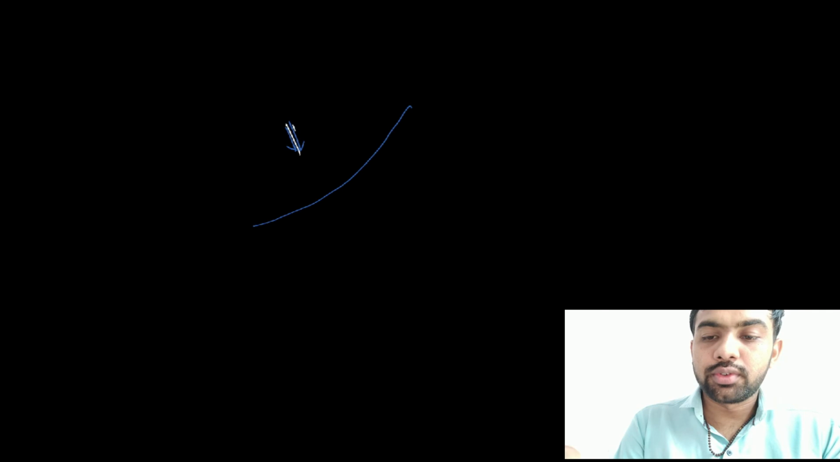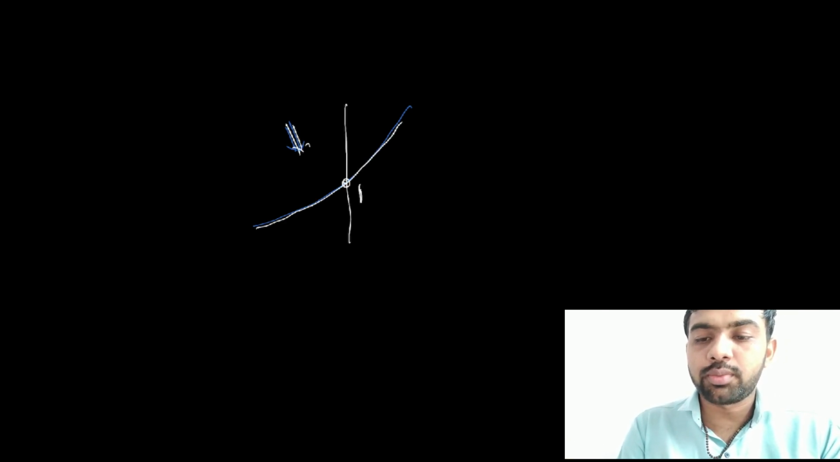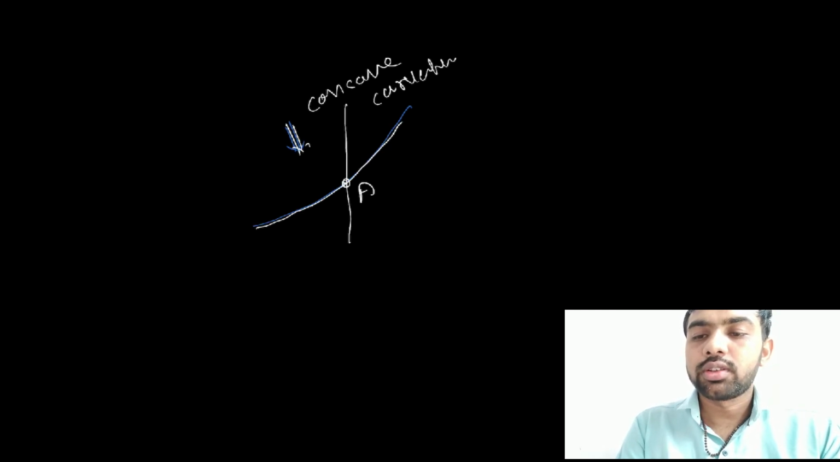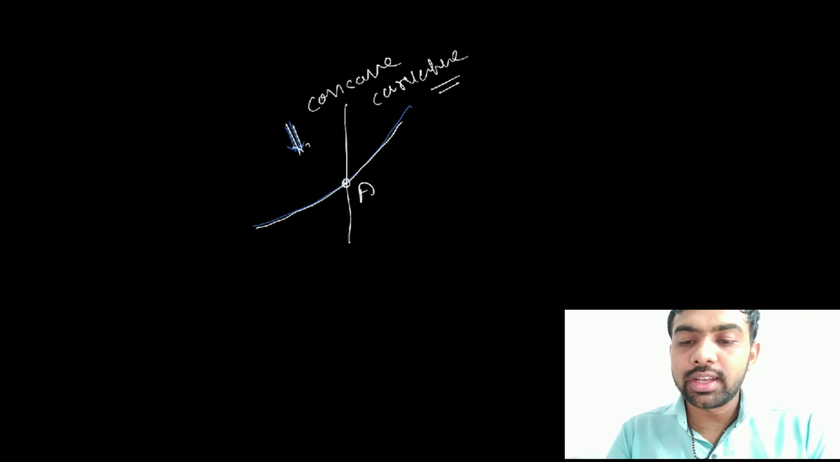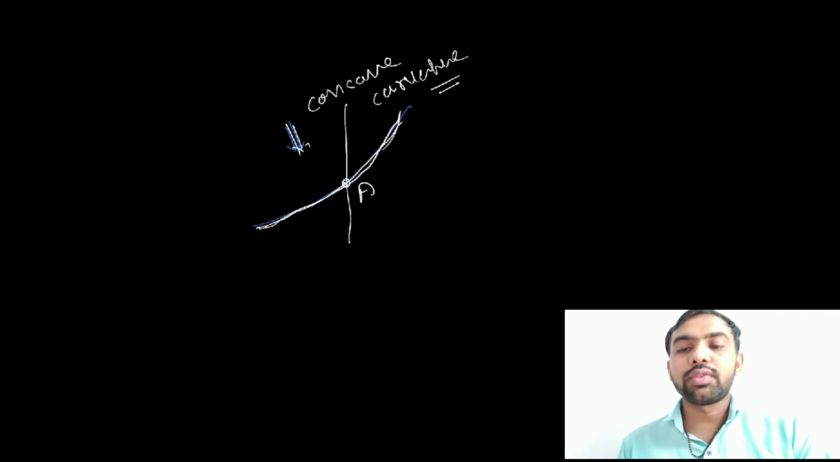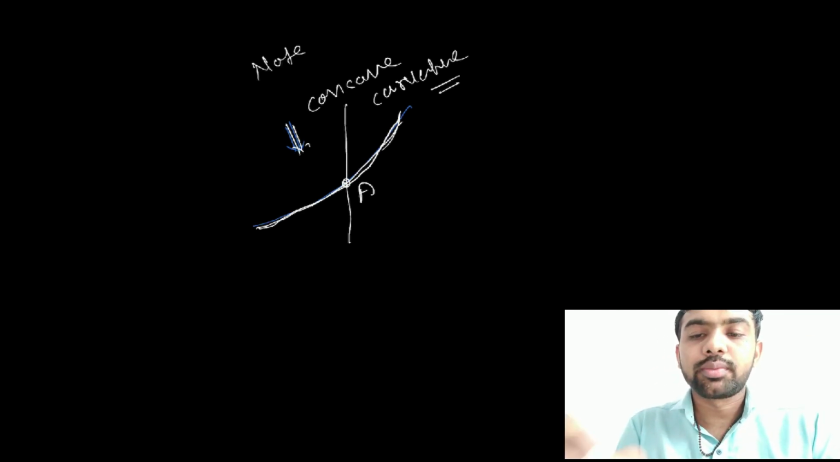So if you see from the top, actually this figure is like this. This is the point here. So that is a concave curvature. Concave curvature means what? That is a positive acceleration. Actual figure is like this, and this is the point A. So if you see from the top, you just note it.